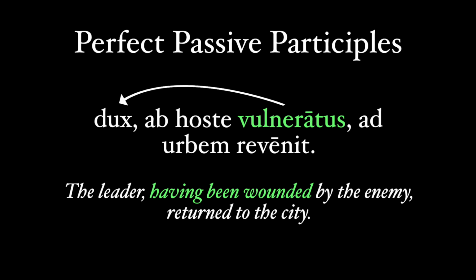It's an adjective, but it's also showing an action that has happened already, and that action happened to the leader rather than him doing the action. And so that's the whole point of the term perfect passive participle. The perfect shows a completed action, already done at a time before the action of the sentence. The passive shows that the noun it's describing is receiving the action rather than doing it. Who's doing the action? Here, it's the enemy, hoste.